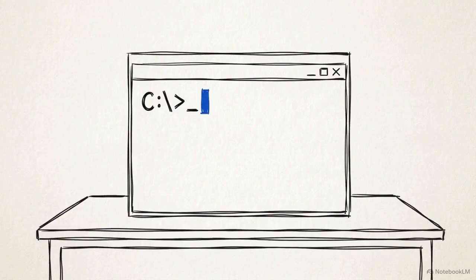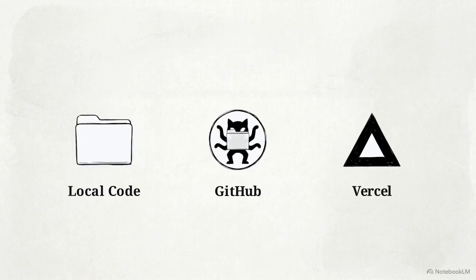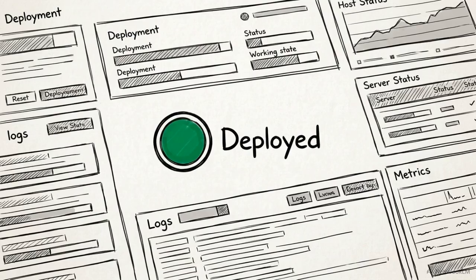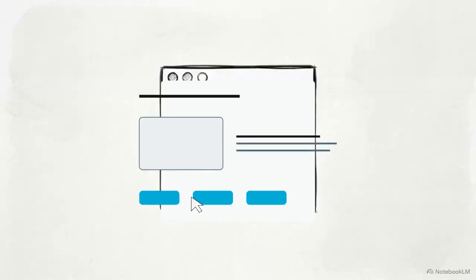Now open your terminal and run standard git commands to stage and commit the changes. Push the commit to your main GitHub branch to trigger the automatic Vercel deployment pipeline. Monitor your Vercel dashboard until the build process finishes and displays a green deployed status indicator. Visit your live URL and interact with a few elements. This generates the initial traffic Clarity needs to verify the installation.